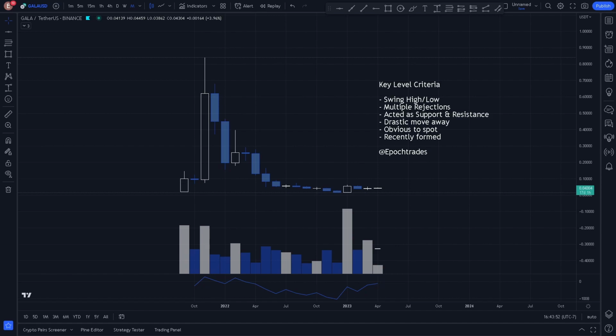Today we're going to be covering key levels on the monthly and weekly time frames for GALA. So, as always, our key level criteria: we look for swing highs and swing lows, multiple rejections, acted as support and resistance, drastic moves away, obvious to spot, and recently formed. So, let's go ahead and hop right in.